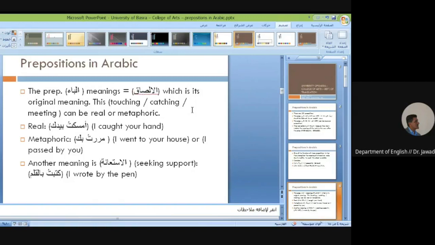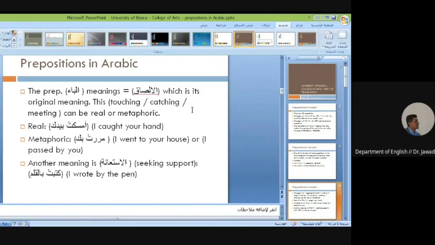Another meaning of al-ba is called in Arabic al-isti'ana, which means seeking support, seeking help. كتبت بالقلم. This is an example. كتبت بالقلم. Here we can say that there is the meaning of an instrument. This instrument is used for writing. I wrote by what? By the pen. And it is quite easy to recognize the meaning.